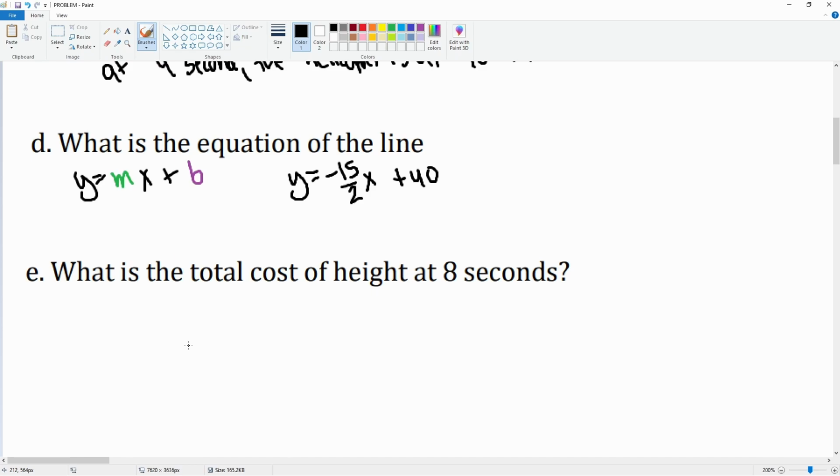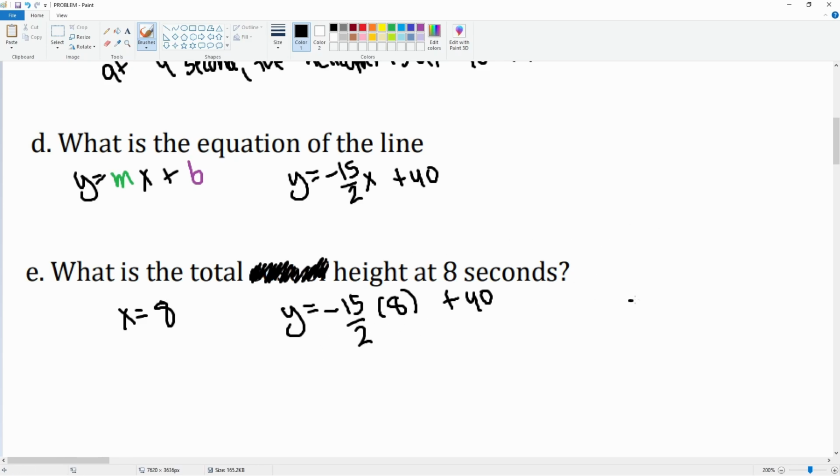What is the total cost? What is the total, it shouldn't say cost here. What is the total height at 8 seconds? So at 8 seconds means x, it's equal to 8 because I used that in my equation. y equals negative 15 over 2 times 8 plus 40. I just replaced x with 8, okay?